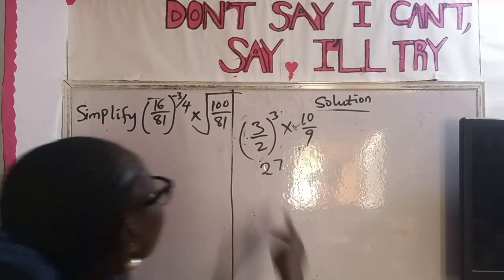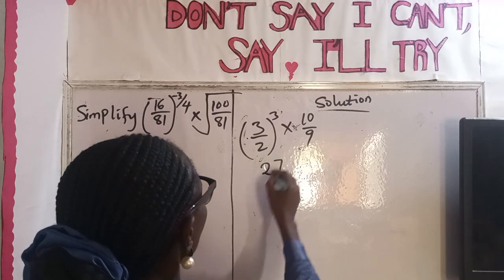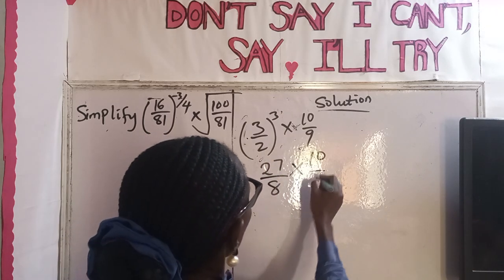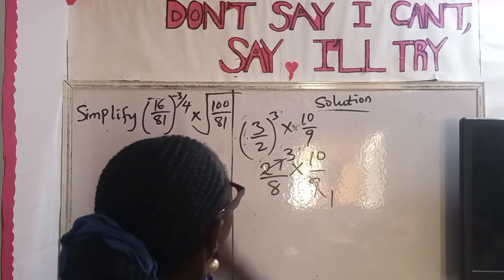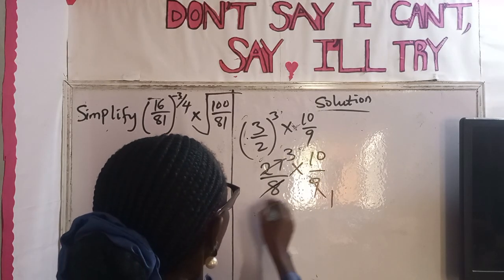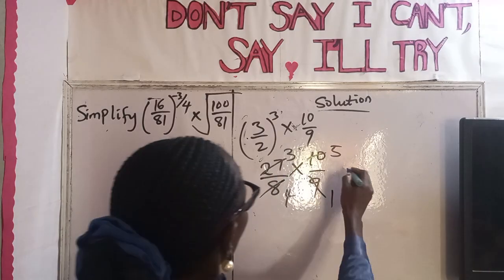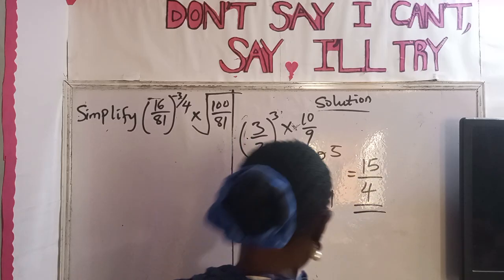We all know that the two numbers share the power. So 2 raised to the power of 3 is 8, times 10/9. 9 here, 1. 9 here is 3, right? 2 here, we have 4. 2 here, we have 5. 3 multiplied by 5 is 15 over 4. That is our final answer.